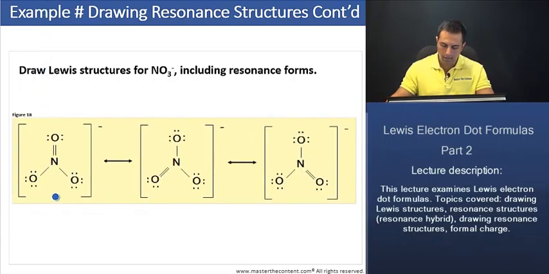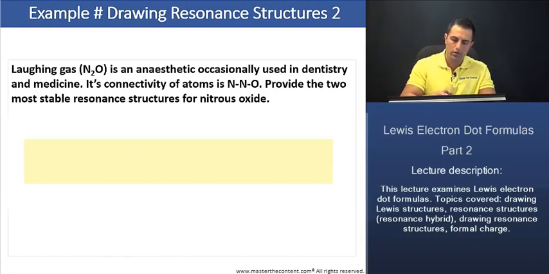Now, once you go ahead and do that, you should end up with the following structure. Notice that the connection between the atoms is the same for all 3 structures, and that the atoms have the same positions in all 3 structures as well. Okay, great. Let's proceed now to our next slide here.